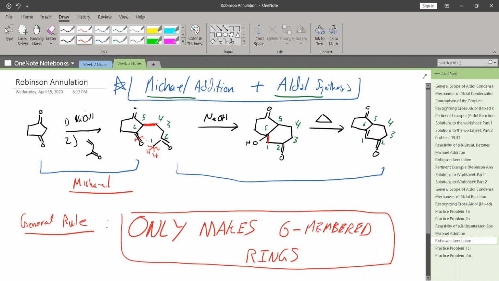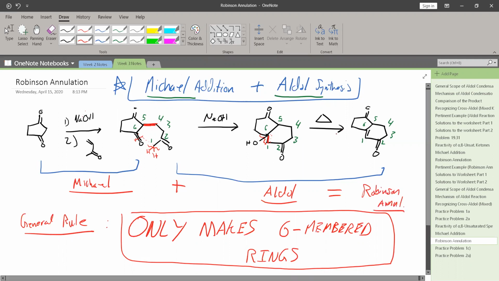Now, this is the initial product, but if we add heat, we can cut off this OH right here and add a new double bond between 1 and 6. So these two steps right over here are our aldol, and the sum of these is the Robinson annulation. Remember, annul means ring. And if you saw, we actually made this new ring right over here between 1 and 6, a new 6-membered ring with an alpha-beta unsaturated ketone.